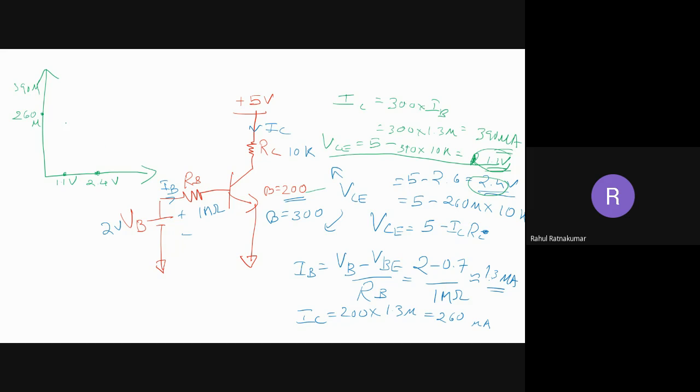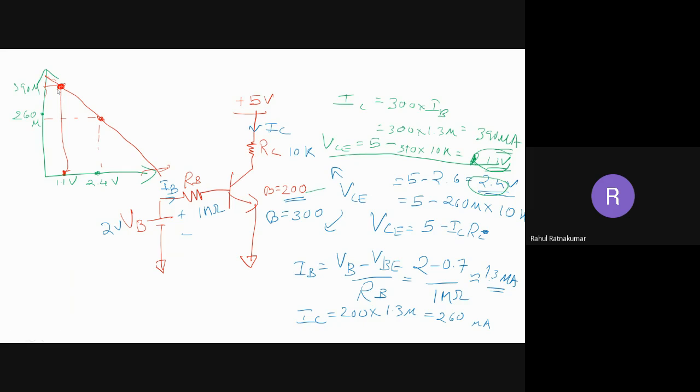So you can see this was our load line. Let me draw what the case is here. Initially this was my load line. The initial operating point was around the middle. This is 260 and this is 2.4. Now it has been reduced to here. Now you can see this change happening. Now the operating point is here, which is not good. It is near cutoff.